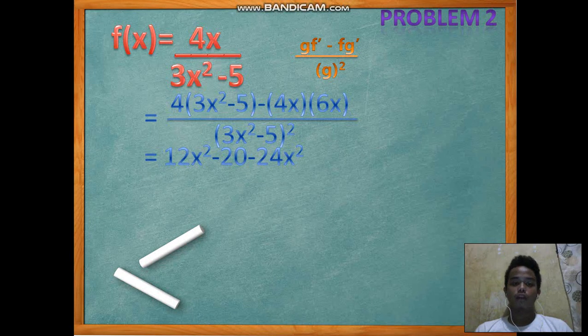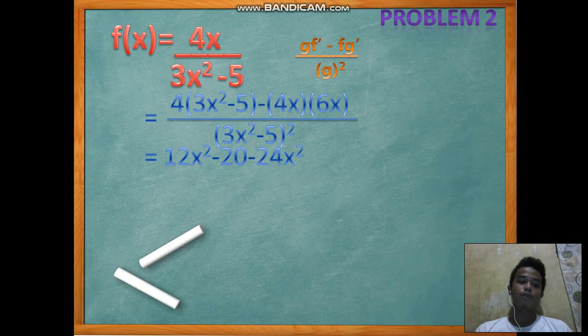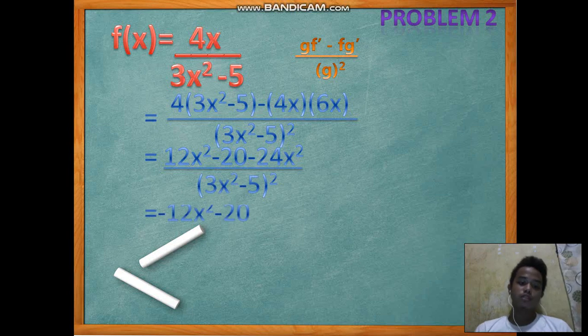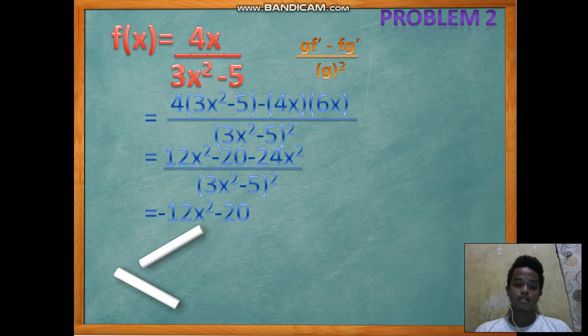So multiply the terms. 4 times 3x squared is 12x squared, then 4 times negative 5 is negative 20, minus 4x times 6x is 24x squared, divided by your g function squared. So combine like terms. 12x squared minus 24x squared is negative 12x squared minus 20.